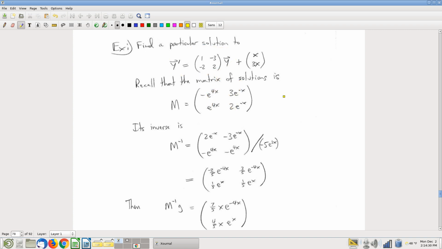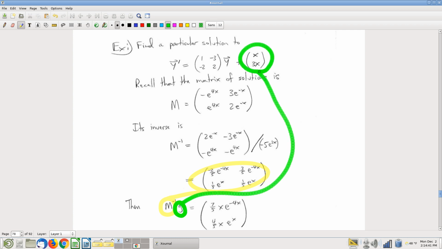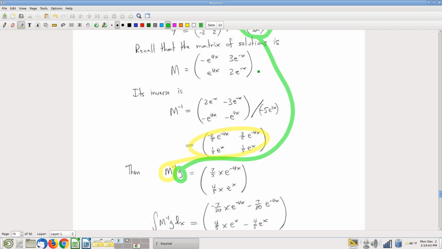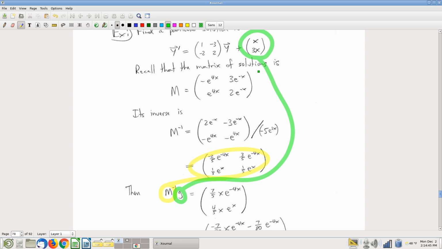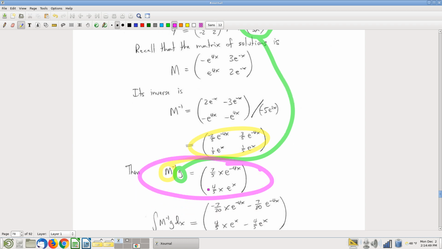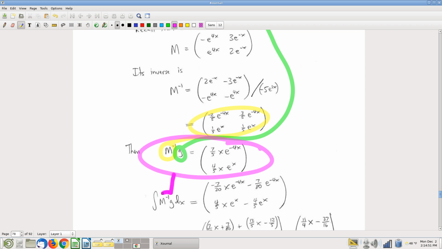That matrix you have to invert. Having inverted it, you've got to multiply by the G vector, right? So you've got to multiply that out, no big deal, but you get that vector, and that you then have to take an integral of.